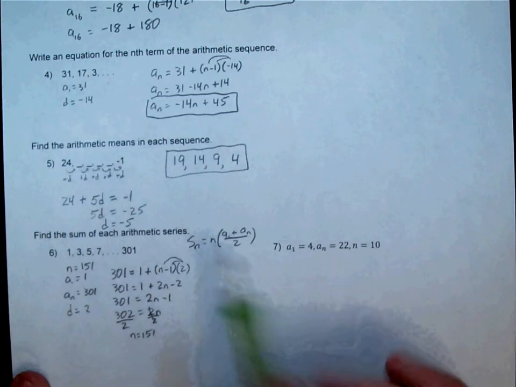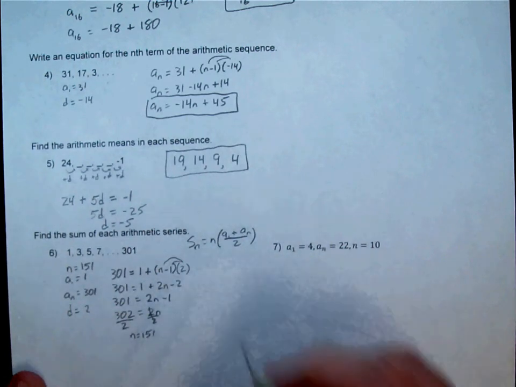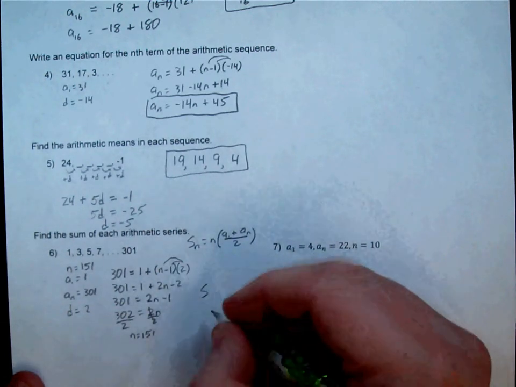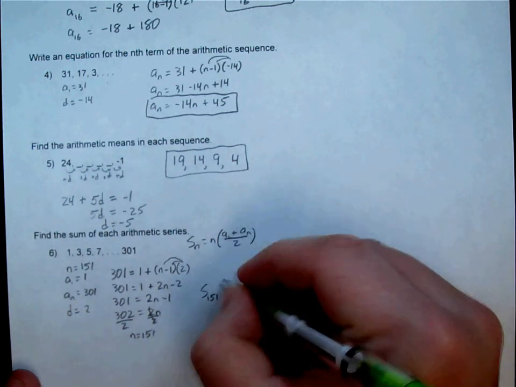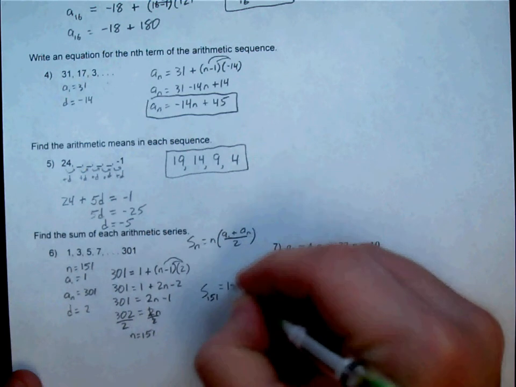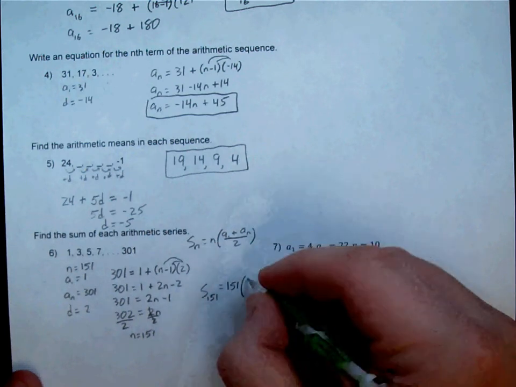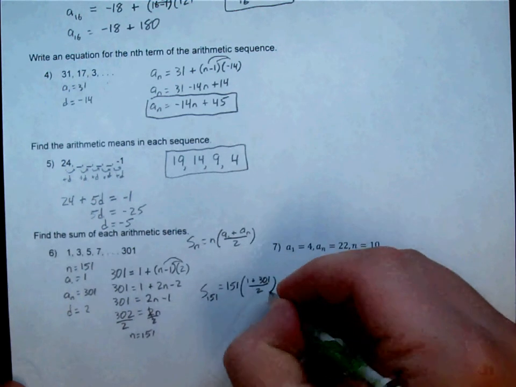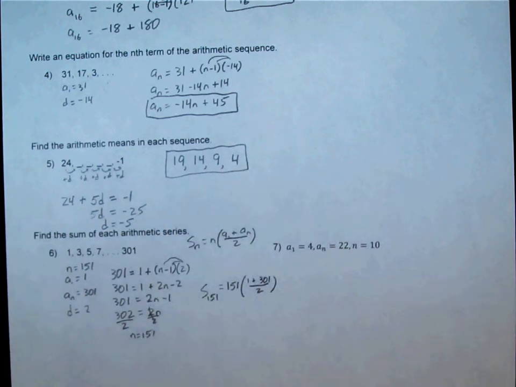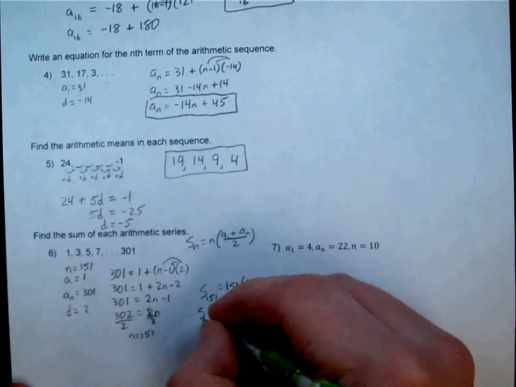So now I have enough information to use my formula. The sum of n, so 151 terms, that's what I'm doing, is adding the first 151 terms together, is equal to n, which is 151, times the first term plus the last term, divided by 2. 301 plus 1 is 302. 302 divided by 2 is going to be 151 also. So I end up with 151 times 151.